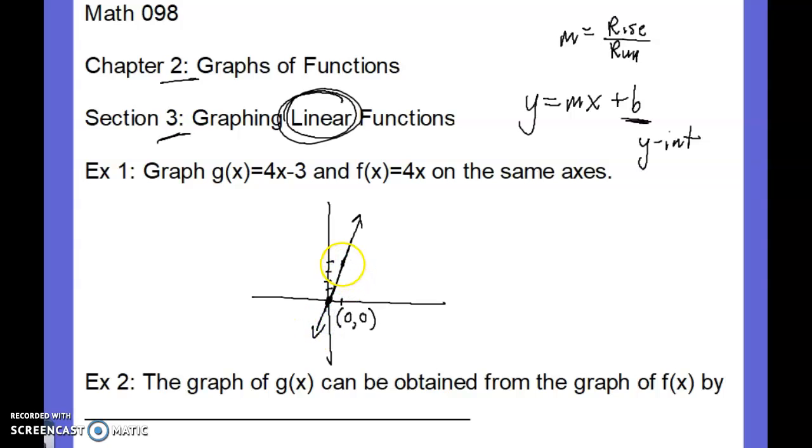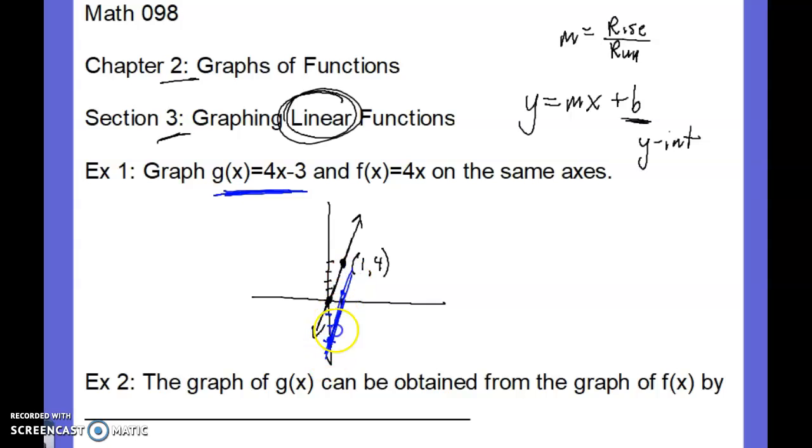It would be nice if you could clearly show your point and then plot that ordered pair. Unfortunately, I did not give myself much room here, so let me go ahead and erase this 0, 0, because I want to do g of x in a different color, and it's shifted down 3. So down 3 is your y-intercept, and that slope is still up 1, 2, 3, 4 over 1.